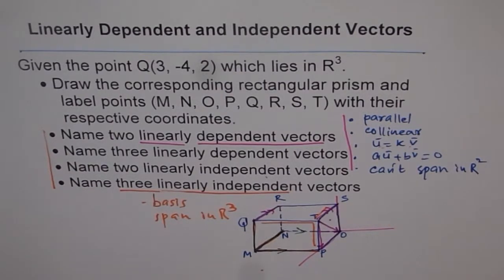I hope with this you have understood the topic of linearly dependent and independent vectors, whether we are talking about two vectors at a time or three vectors at a time, and how it relates to basis or spanning. Two vectors can span if they are independent. Three vectors can span if they are independent. That is important. I hope you understand all this. That's good. Thank you.